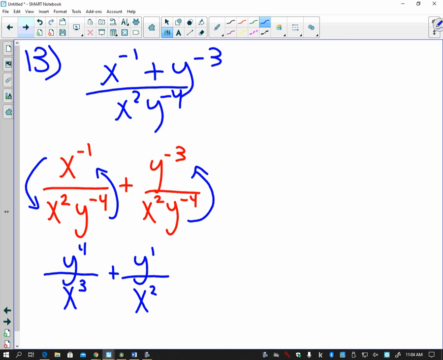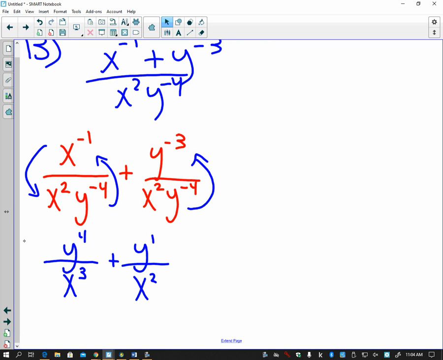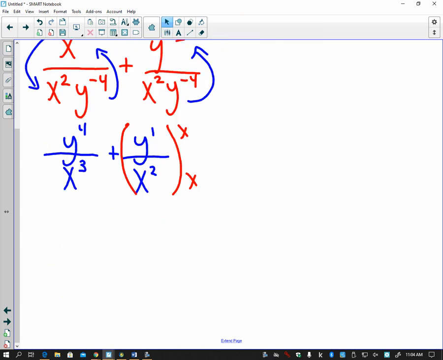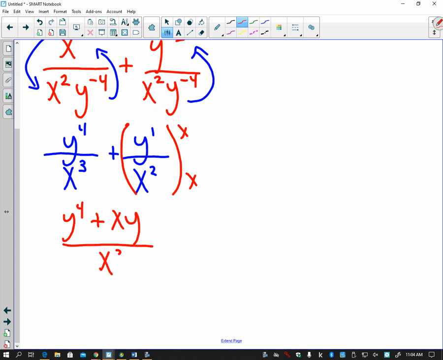Here's the problem, though, is that I can't add these two fractions. Why not? I need a common denominator, which is what? x cubed. What do I have to do to this side to get it to be x cubed? Multiply it by x to the first, because then I get to add 1 to that too. Okay? So now I can write y to the fourth plus xy over x cubed. Is that our answer? Awesome.